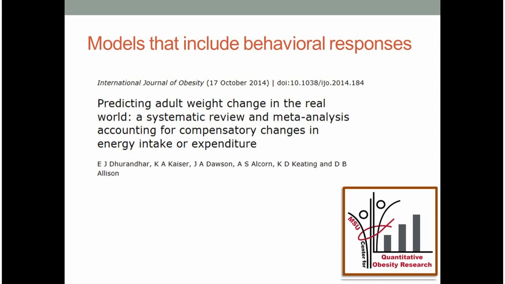Another model that includes behavioral responses was a paper recently published by Emily Dhurandhar, Kathryn Kaiser, and John Dawson. You've heard some of these names, David Allison here. Instead of looking at the mechanistic effect, what should happen, they looked at data on what actually did happen, and compared it to dynamic models that predict what should happen. Their goal was to predict real weight change, what really does happen. This is a very interesting publication in the International Journal of Obesity, and I also recommend looking it up. It's a very nice paper.